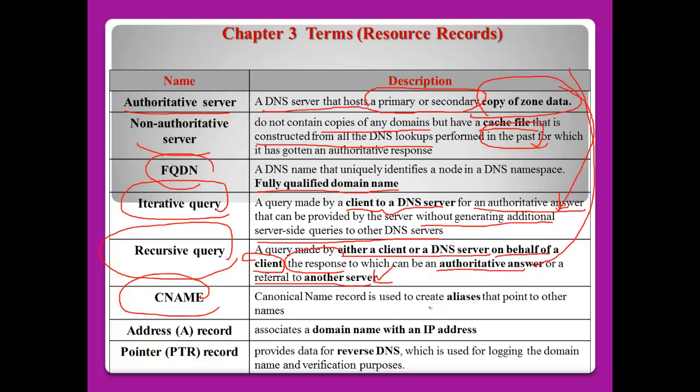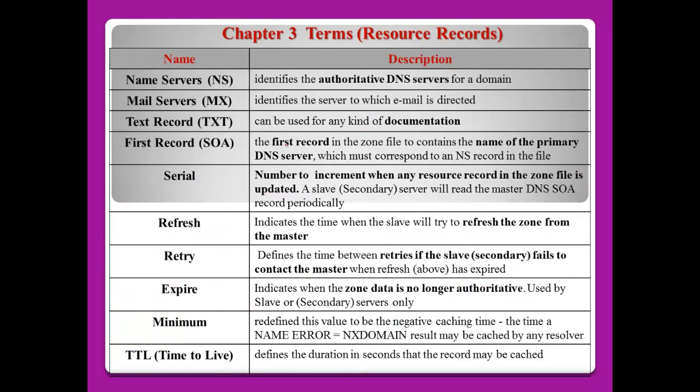CNAME is used to create aliases, and aliases means another name. And the address A record means the domain name with the IP address. PTR means the pointer. This one provides data for reverse DNS. So normally this is an IP address with a domain name. And the NS means the name servers. Mail server means the MX, mail exchange. And the TXT means text, and this one is normally used for any kind of documentation.